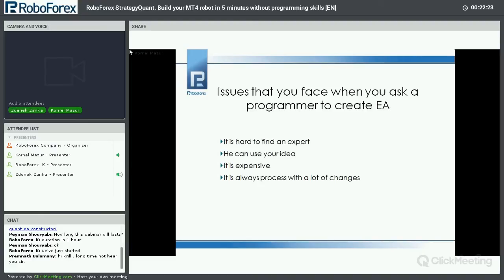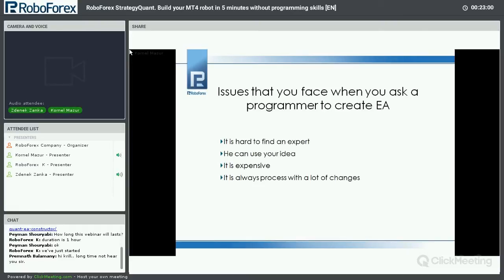Another point you can face if you want to hire a programmer is simply that it's kind of expensive. Maybe it's not too expensive to write the robot program, but then you need to do a lot of adjustment. So it's several steps. Once you receive the code from the programmer, you need to backtest it, and then you have some ideas, or it simply doesn't work the way you want. So you have to ask the programmer to make some changes, and it all costs money and time. It's a lot of process with a lot of changes.